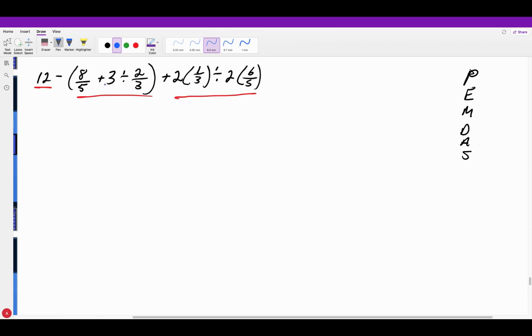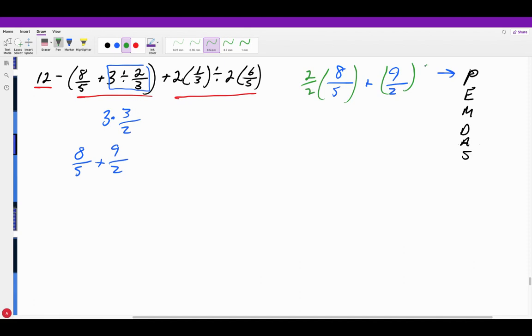Here I have 8/5 plus 3 divided by 2/3. So I need to do my parentheses first, which is everything in here. And inside my parentheses, I need to do this 3 divided by 2/3 first, which becomes 3 times 3 over 2, which is then 9 over 2. And I have 8 over 5 plus 9 over 2. So I'm going to do this work over here just so I don't run out of space. I need common denominators. So I'll multiply this by 2 over 2 and multiply this by 5 over 5. And we get 16 over 10 plus 45 over 10, which is then going to give me 61 over 10.